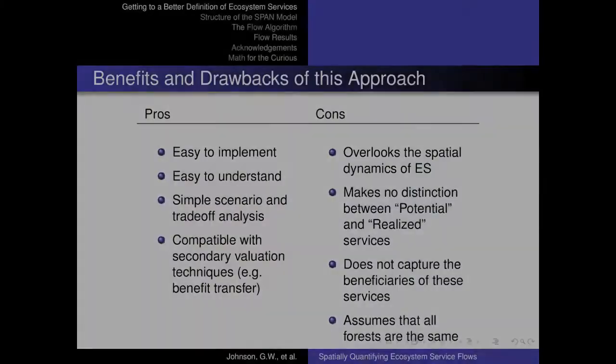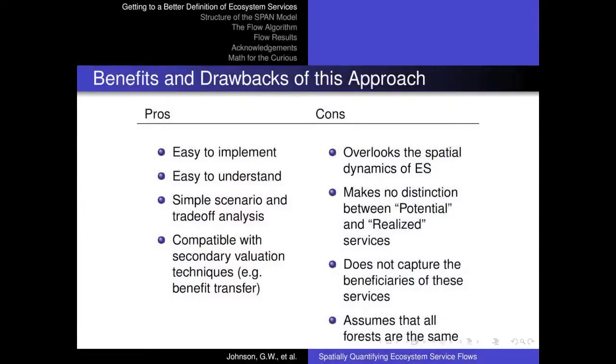The dollar value goes up or down in the aggregate, but it doesn't really tell you all that much about the spatial dynamics of the ecosystem services. That's entirely what we're missing here by these in situ calculations. And of course, it works just fine with the old benefit transfer secondary evaluation techniques.